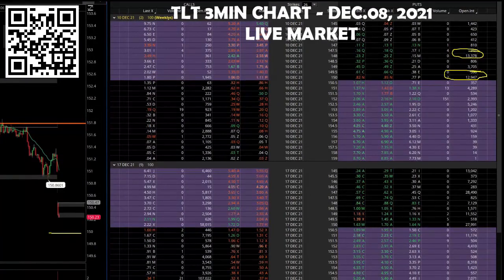Let's see it. Some put volume here. So on the way down, what do you do on the way down? You have puts or you have shorts. What do you do on the way down? You trim profits, okay? Once again, little by little.